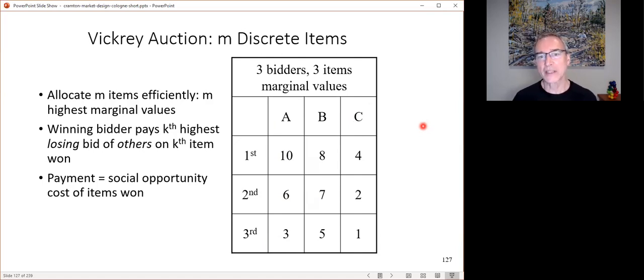So the first thing, who wins what, is super easy. We just award the goods efficiently. The Vickrey auction is always efficient. So figuring out Vickrey is a piece of cake in terms of the allocation. In this case, where we've got this table of marginal values for each of the bidders, we've got 3 items, so we pick out the 3 biggest numbers. So that would be 10, 8, and 7.